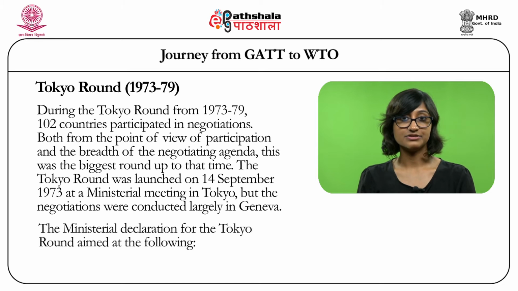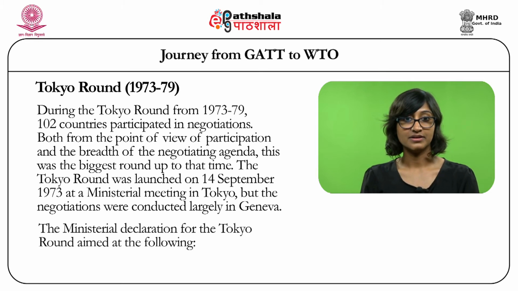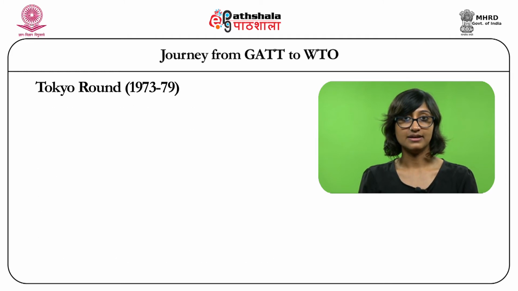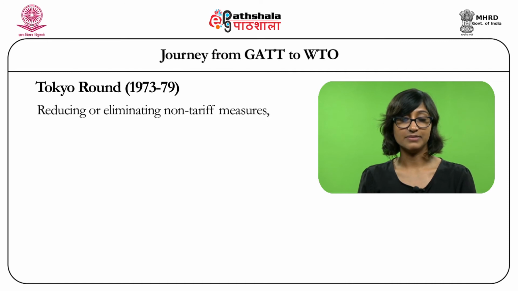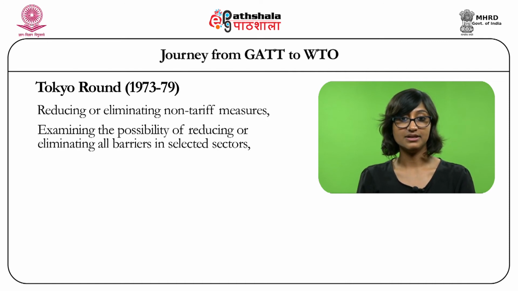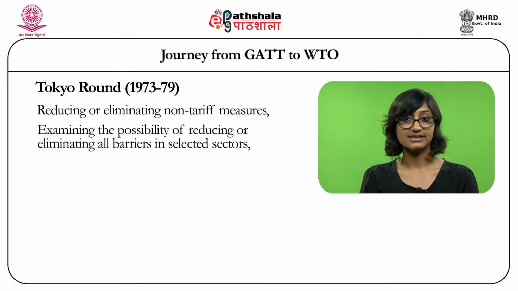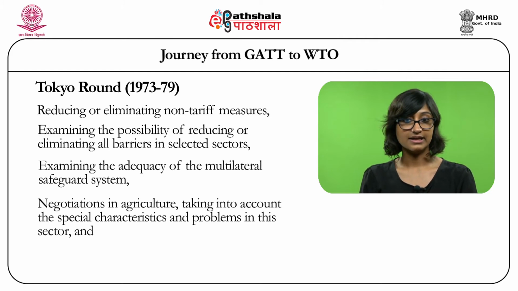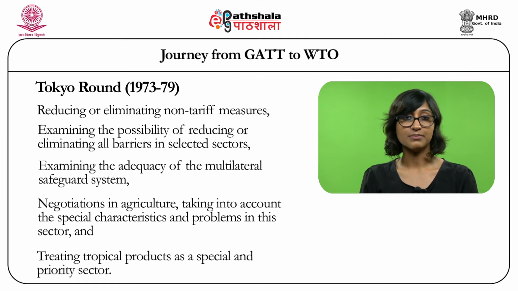The ministerial declaration for the Tokyo round aimed at the following. First was tariff negotiations using the formula method. Second, reducing or eliminating non-tariff measures. Third, examining the possibility of reducing or eliminating all barriers in selected sectors. Fourth, examining the adequacy of the multilateral safeguard system. Fifth, negotiations in agriculture, taking into account the special characteristics and problems in this sector. And the last, treating tropical products as a special and priority sector.